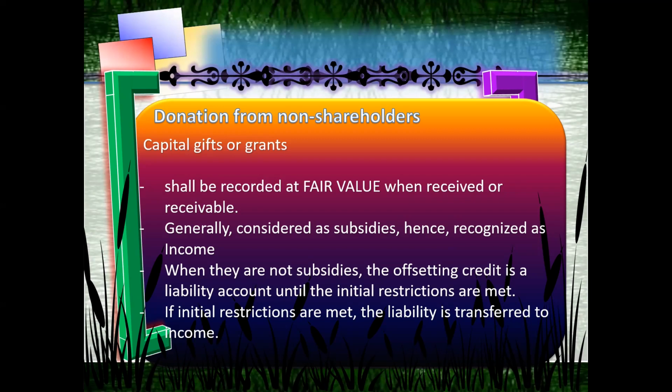So when they are not subsidies, for example, the offsetting credit is a liability account. So take note of that. If it is not a subsidy, then we have to credit it to a liability account until such time that the restrictions are already met. Once the restrictions or conditions required are complied with, the liability is transferred to income. So when a non-shareholder donates, the endpoint is really income.